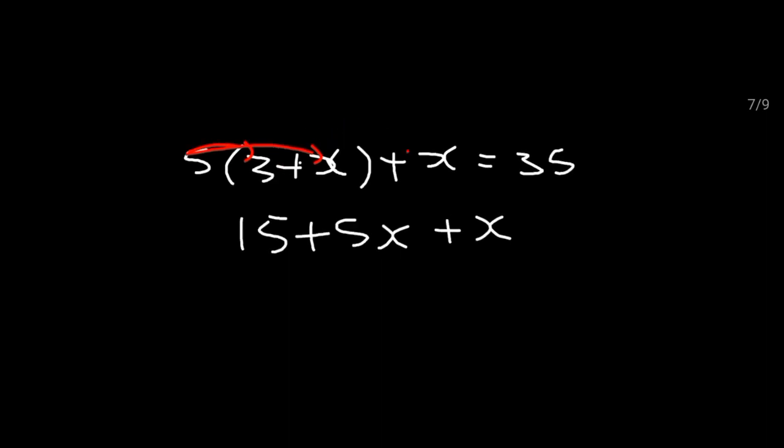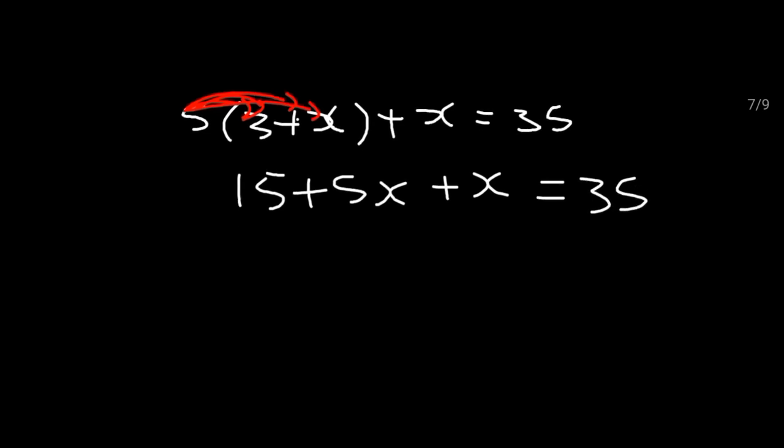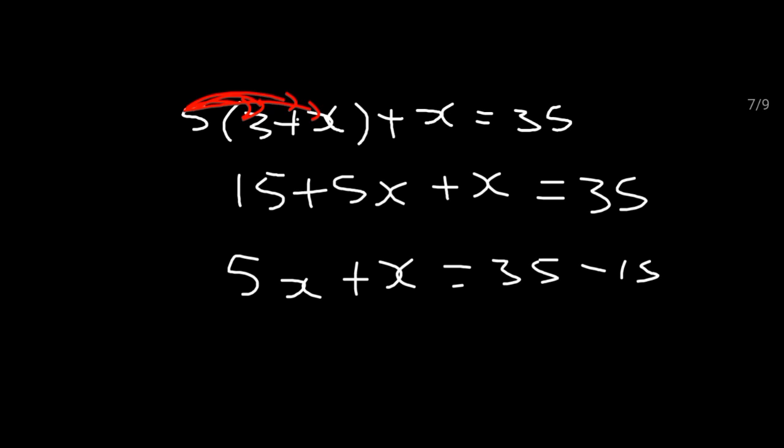Again, this x, we multiply anything that is outside the bracket. So 5 multiplied by 3 is 15, and 5 multiplied by x is 5x, and then plus x, then equal to 35. Now when we have the x terms, we're going to group the like terms. We have 5x plus x equal to 35, and 15 goes to the other side as minus 15.